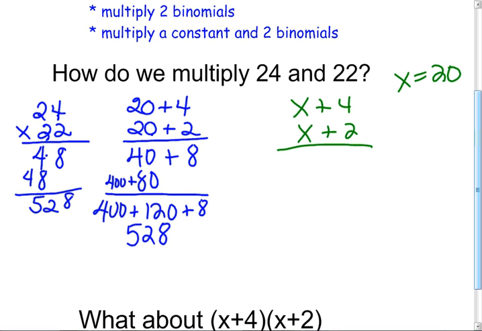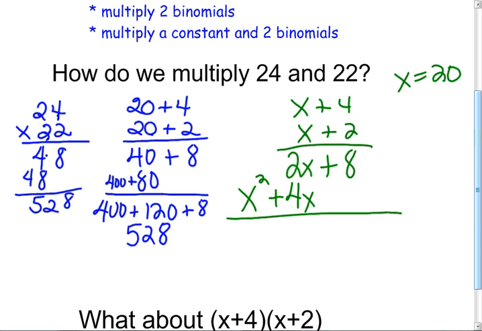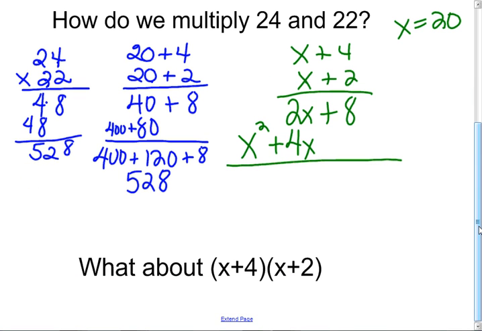2 times 4 is 8, plus 2 times x is 2x. Then we multiply x times 4, which is 4x, plus, and then what's x times x? I'm doing just exactly what I did over here, except that this is not 20, it's x. So x times x is x to the what? Squared. And if you add it up, what do I get? This is how you multiply binomials. You get x squared plus, you add those, 6x plus 8. What's this called?